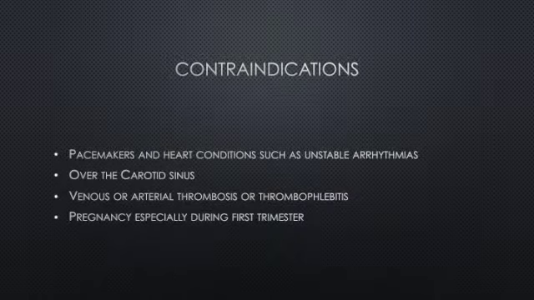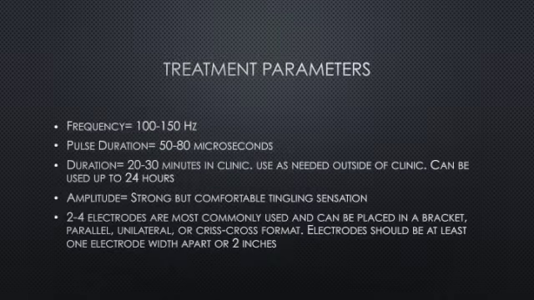There are certain pre-existing conditions that would contraindicate the use of a TENS unit and be unsafe for patients. These conditions include pacemakers and heart conditions such as unstable arrhythmias, if the electrodes would need to be placed over the carotid sinus, any venous or arterial thrombosis or thrombophlebitis, and lastly for women, pregnancy, especially during the first trimester.